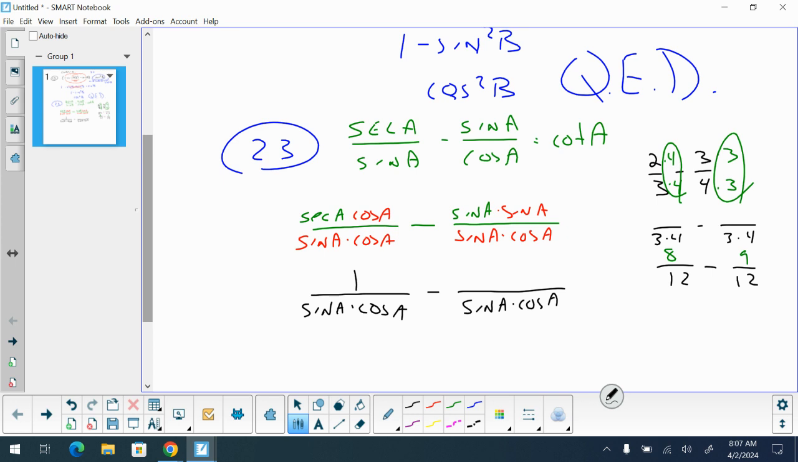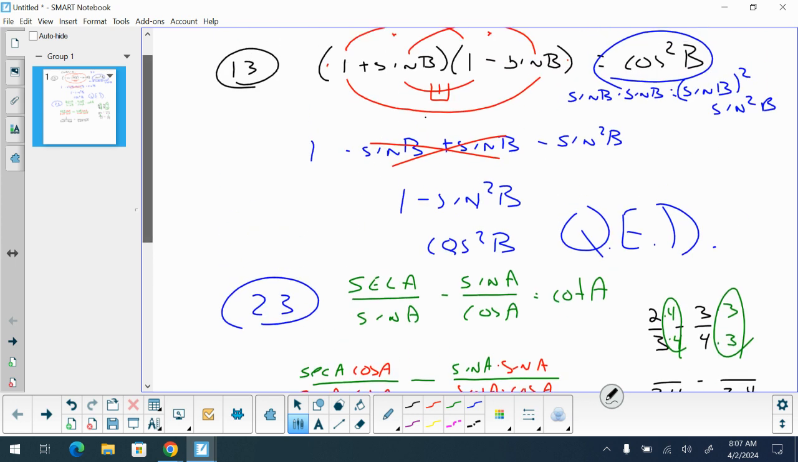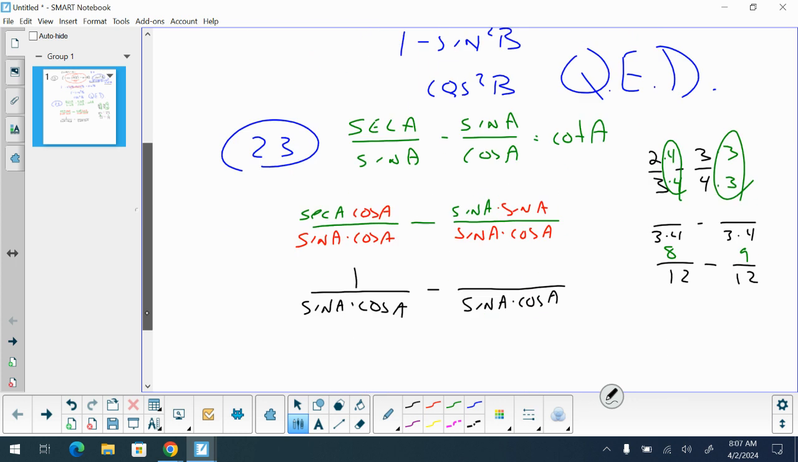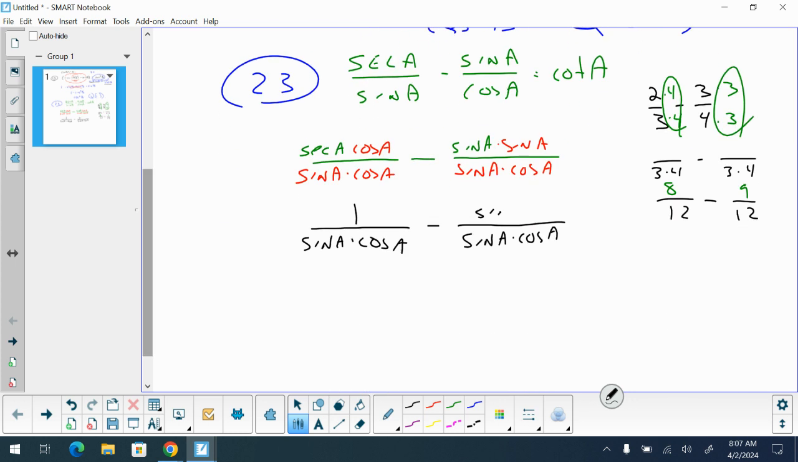Here we have the sine of A times the sine of A. So just like we had here, sine B gives us sine squared of B, you get the same thing over there. So we have sine squared of A.